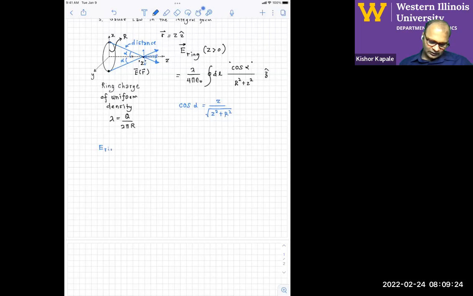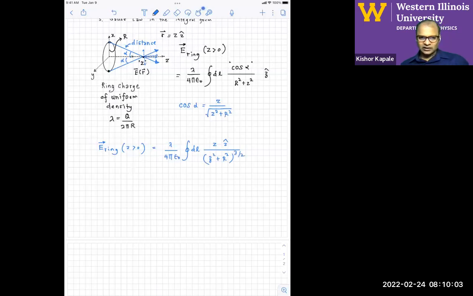E ring for z greater than 0 is going to be lambda over 4 pi epsilon 0, integral dl, z hat over, let's not write it down as the square root. We have 1 full power of z squared plus r squared and another half power, right? And so that's just going to be z squared plus r squared to the 3 halves, right?